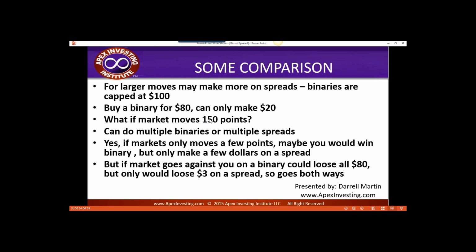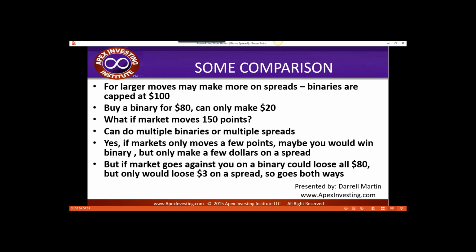Yes, you can do multiple binaries, you can do multiple spreads. Yes, if the market's only moving a few points, you might win the binary and you might have only made a few dollars on a spread. So yes, that is one of the things there. Hey, I thought the market was going up. That's what my system told me. It only went up 6 ticks. So I would have won on a binary and made 20 or 30 bucks or whatever. But I only made like 6 bucks on my spread.